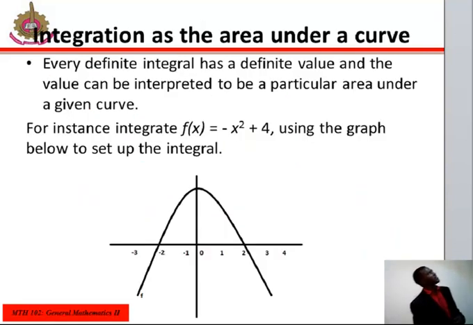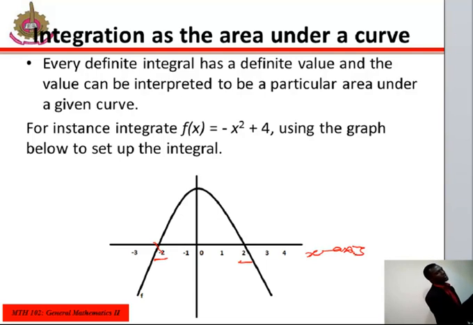Now, integration as the area under a curve. Normally, every definite integral has a definite value, and the value can be interpreted to be a particular area under a given curve. Take for instance, if you are to integrate the function f(x) equals minus x squared plus 4, using the given graph, that is the graph below. Now, if you look at this graph critically, what you are going to discover is that the roots of this equation are minus 2 and 2, that is where the curve cuts the x-axis.